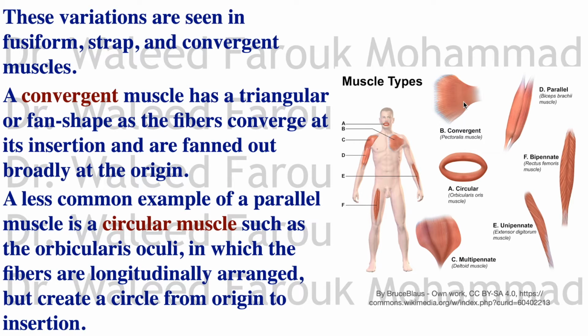Convergent muscles, like this one for example, are fan-shaped, and the muscle fibers fan out from the origin and converge at its insertion, and are fanned out broadly from the origin. Now, there are other types of parallel fibers, but thrown into a circle fashion, like the orbicularis oculi and the orbicularis oris, in which the fibers are in a longitudinal arrangement and create a circle from the origin to the insertion.